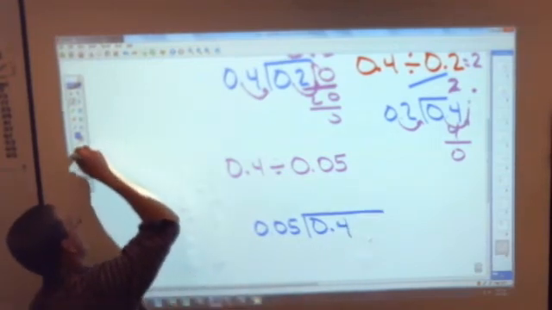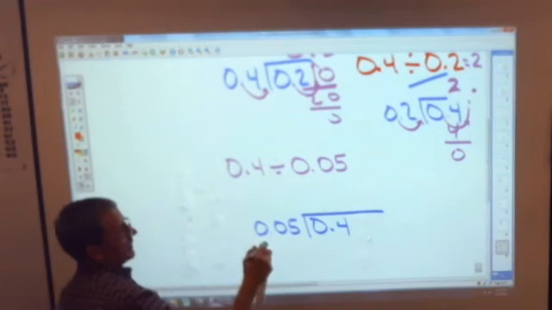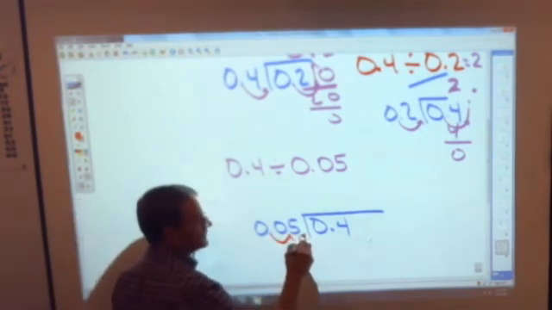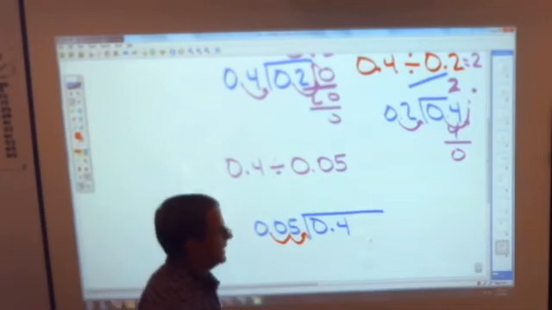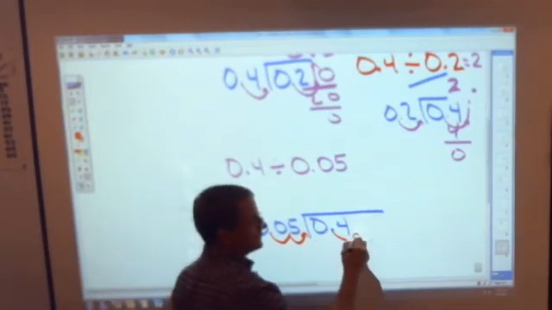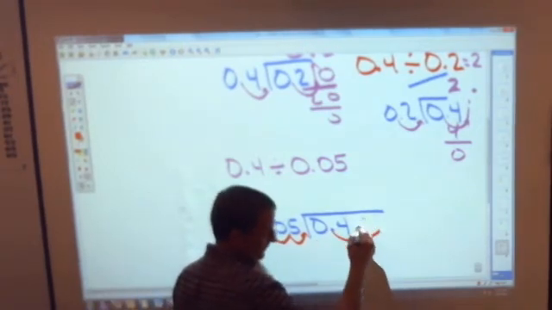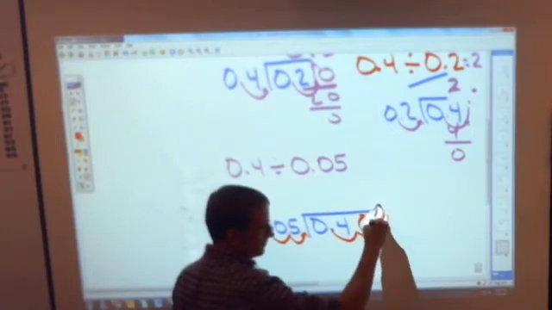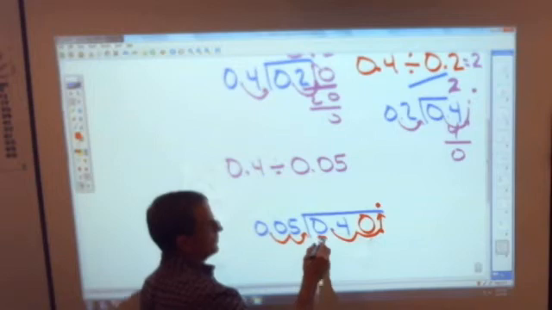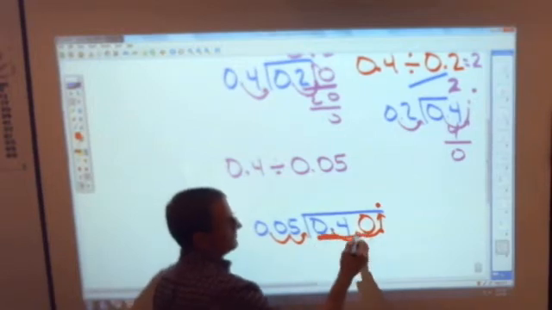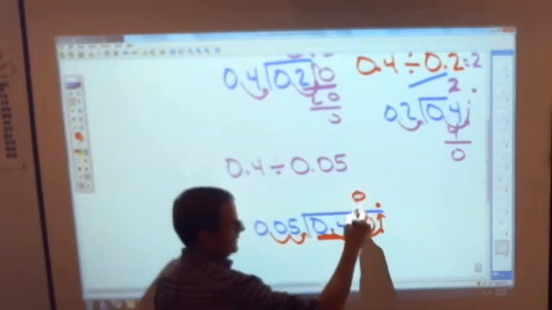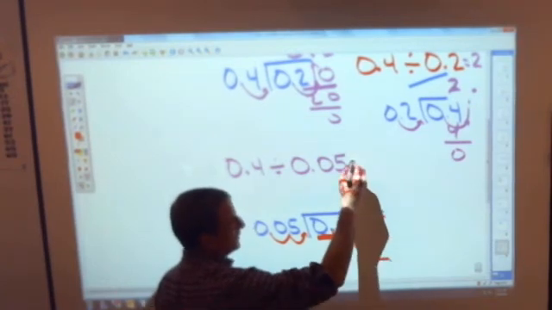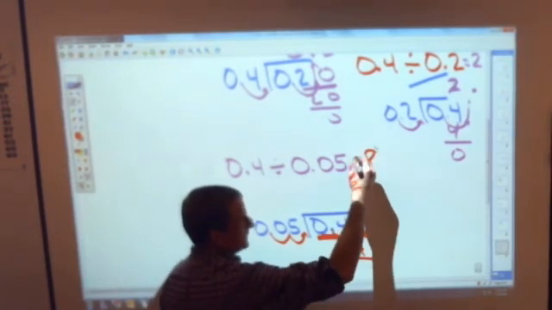Now what has to happen here? I have to move this, look, not 1, but 2 places over, which means I have to move this not 1, but 2 places over. I'm going to have to add a 0 and put a decimal there and bring it straight up. 5 doesn't go into 0, 5 doesn't go into 4, but 5 does go into 40 8 times. Nothing left to bring down, nothing left. This is a big fat 8.